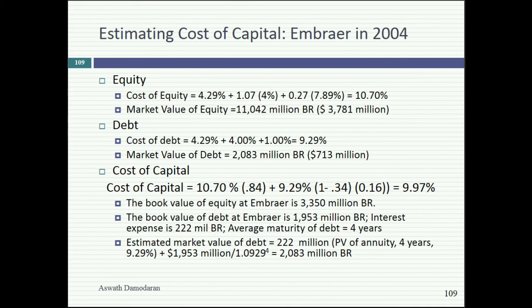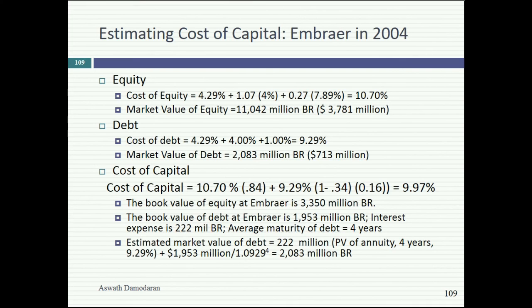The weights based on those market values are 84% equity, 16% debt. My weighted average cost of capital in US dollar terms is 9.97%. Everything has a place in your cost of capital. The risk-free rate reflects your currency choice, your beta reflects the business you're in, your equity risk premium reflects where you do your business, the cost of debt reflects your default risk. It all comes together in the cost of capital.